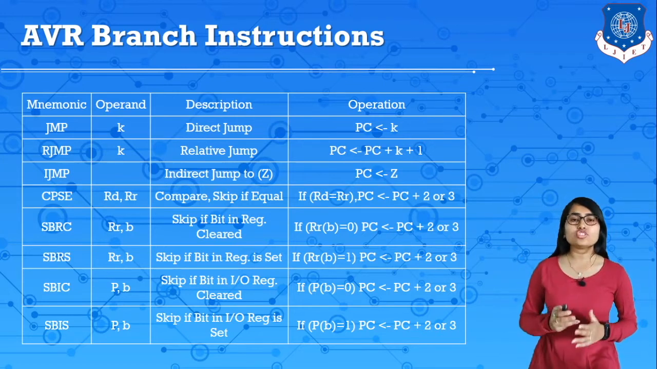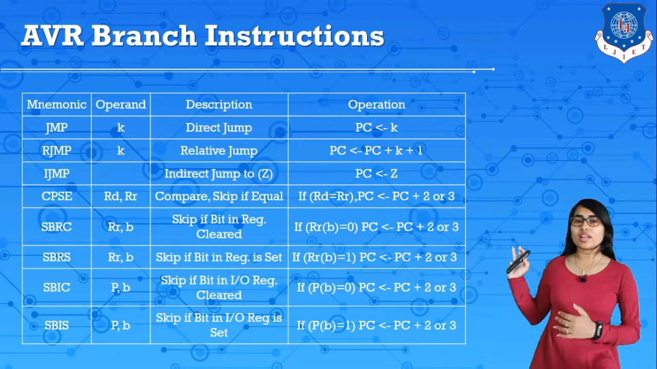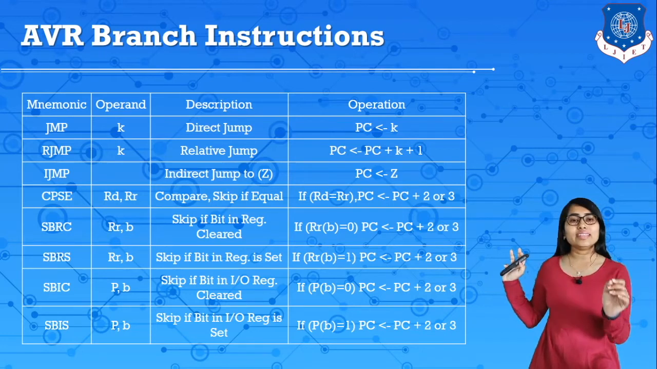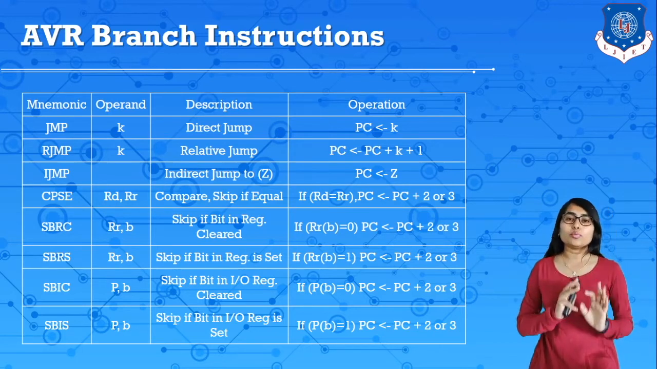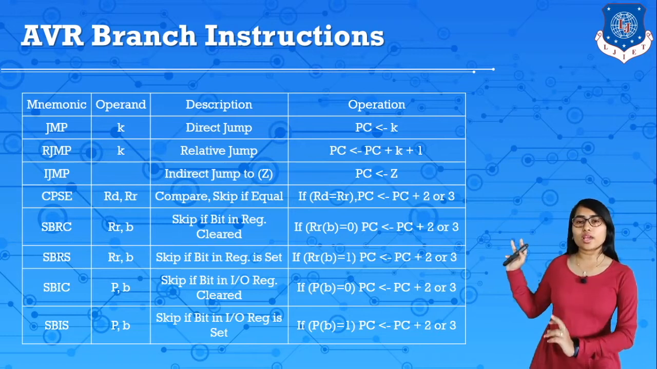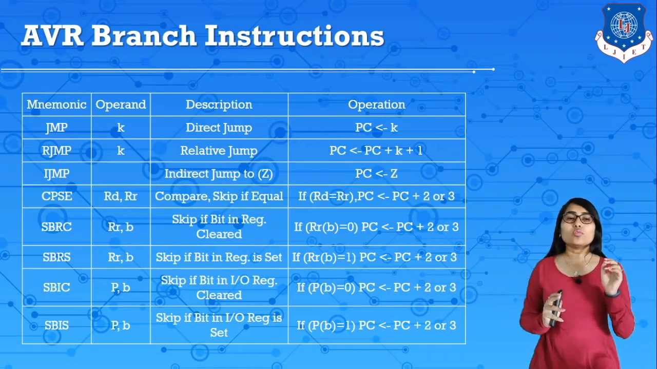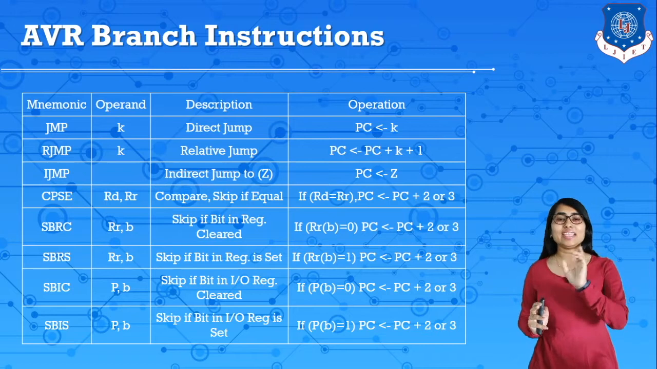Relative jump: for a relative jump, the program counter is the reference. In a relative jump, the value of the program counter is added with k. So in the program counter the value becomes program counter plus k plus 1. Whatever the value of k is, it is added into the program counter.